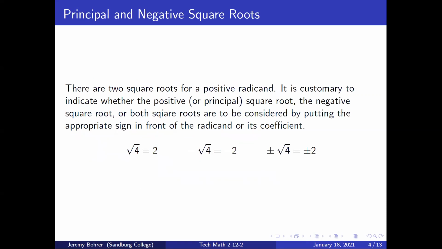There are two square roots for a positive radicand. It is customary to indicate whether the positive or principal square root, the negative square root, or both square roots are to be considered by putting the appropriate sign in front of the radicand or its coefficient. The square root of 4 is 2. Negative square root of 4 is negative 2, and plus or minus square root of 4 is plus or minus 2.